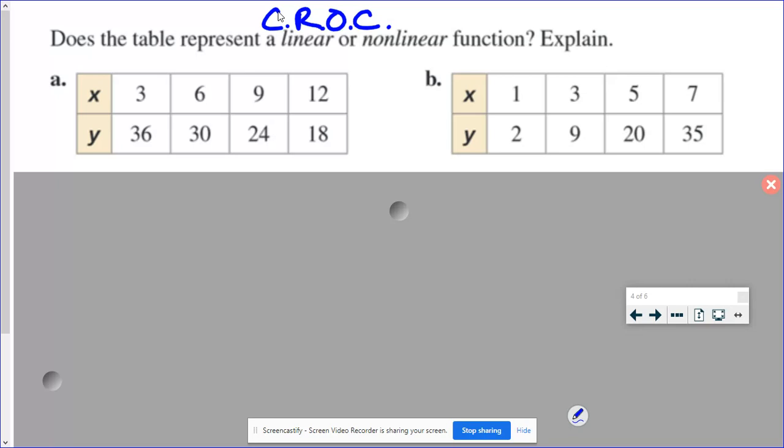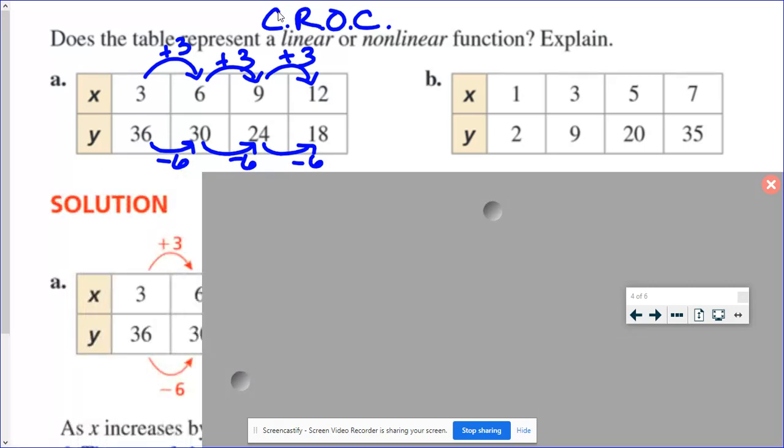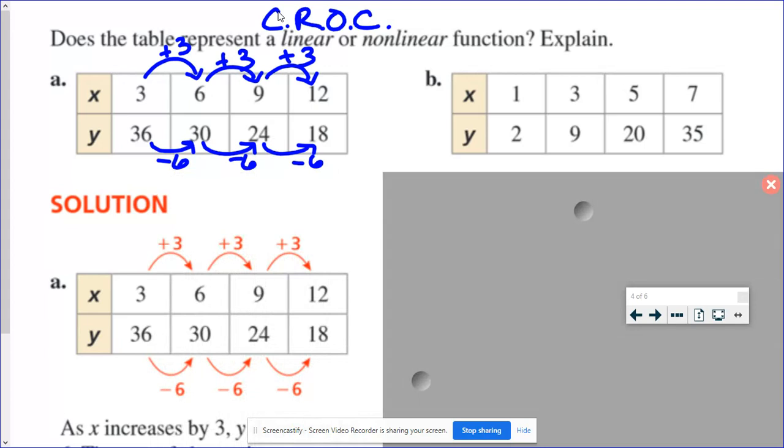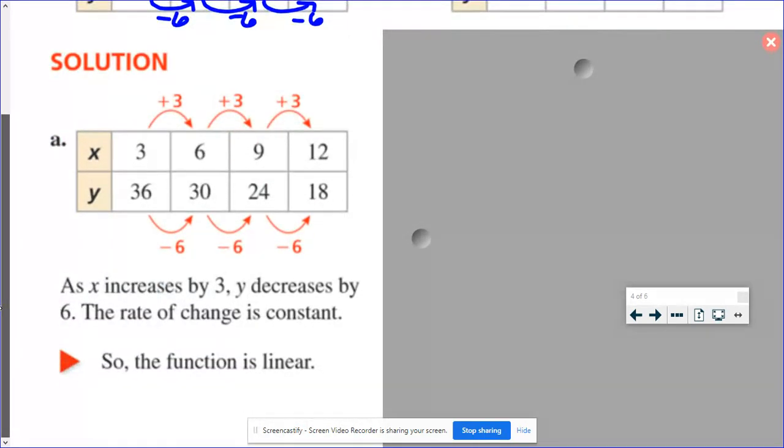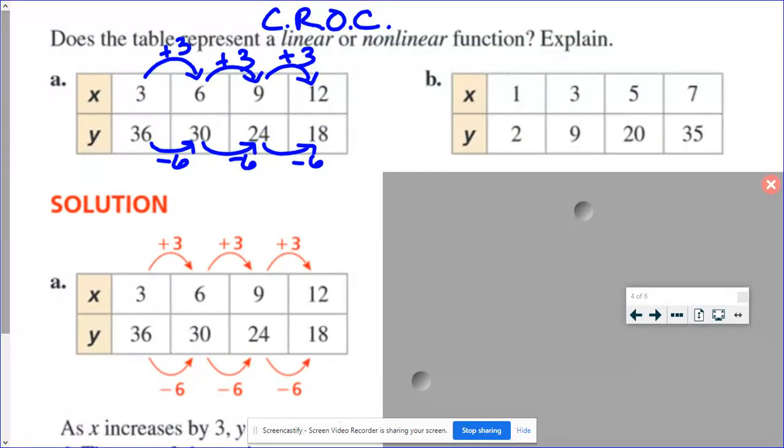So when I'm looking at A, you can see that for the x's, here I'm going to add 3. And then I add 3 to go there, and again, add 3. So the x's have a pattern. The y's, these are decreasing. That's okay. I'm just adding a -6. Add a -6, add a -6. Because I have the exact same numbers every single time, it is linear. It has a CROC, it has a constant rate of change.